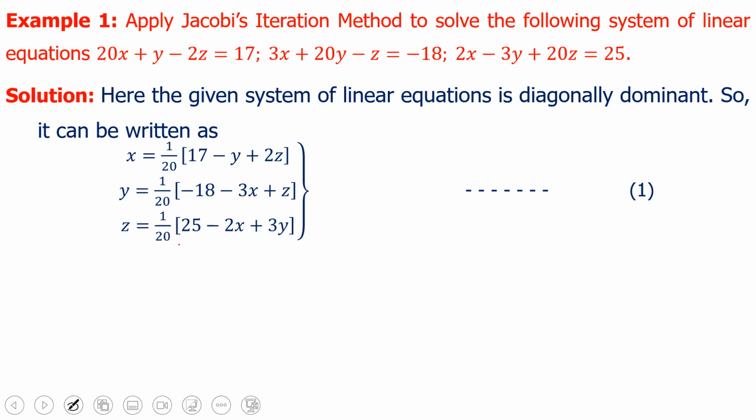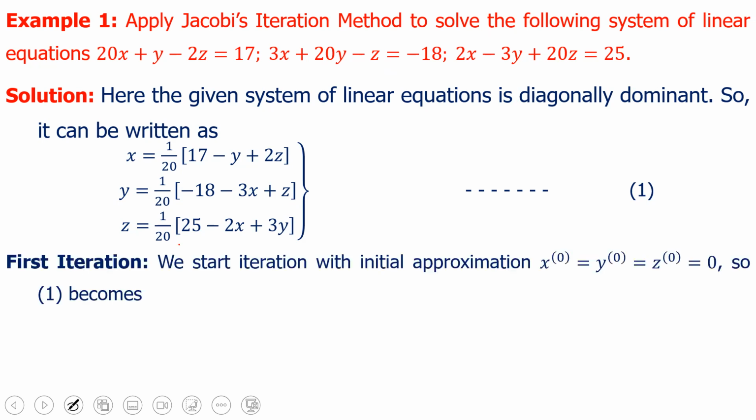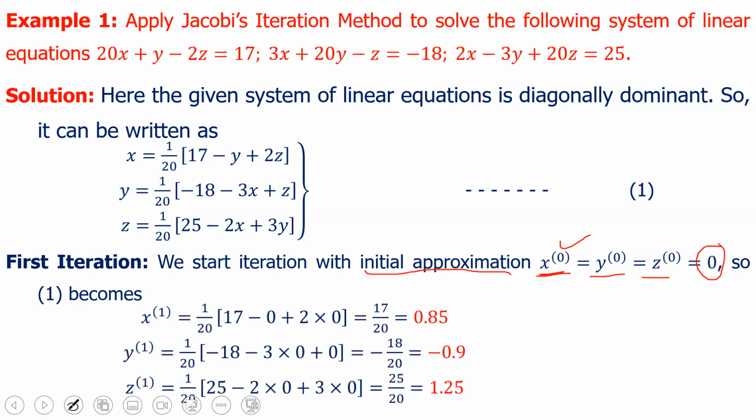Now, if we want to do the iteration method, we always have to take the initial condition, our initial values of x, y, z. So the first iteration, we start with an initial approximation. Let us consider x0, y0, z0, and all three variables have zero value. So if we put it in equation number 1, what we are getting is x1, the first iterative value of the variable x.